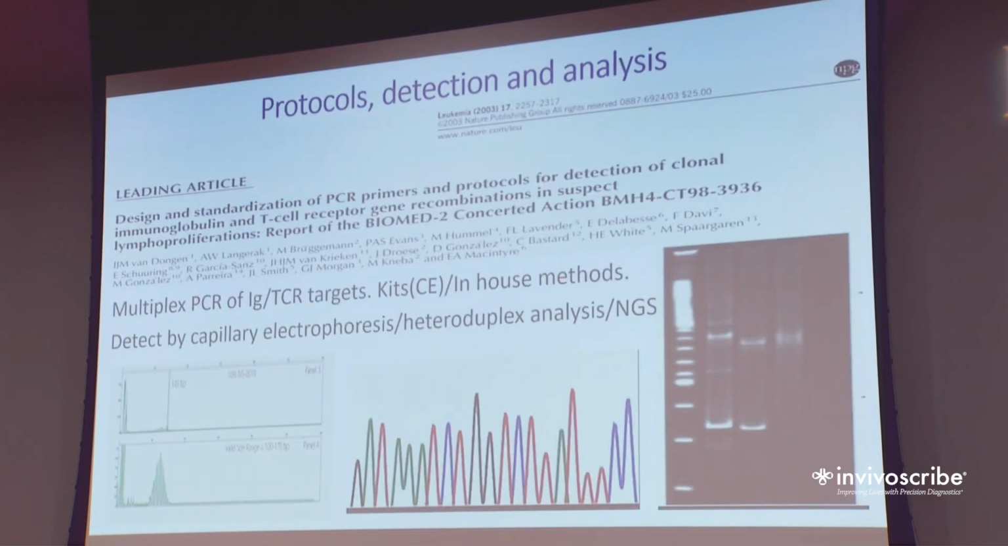Okay, so what methodologies do we use? So going back to 2003, this is when some of the BIOMED primers, and they were involved in standardizing protocols and primer methodologies. Now, things have moved on from them, but up to date, I know that most people still use multiplex PCR assays. Either you look at them fluorescently or you look at them at heteroduplex. However, now about 10% of the centres that I'm aware of are carrying out and starting to use NGS to look at clonality.